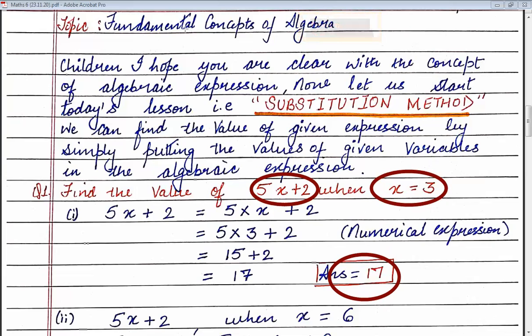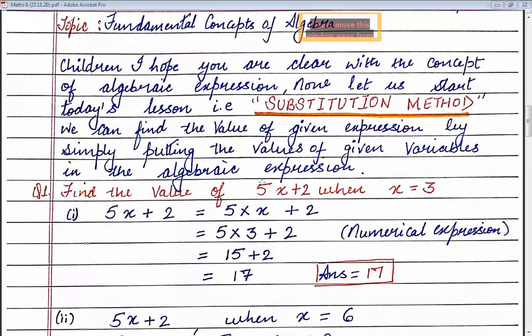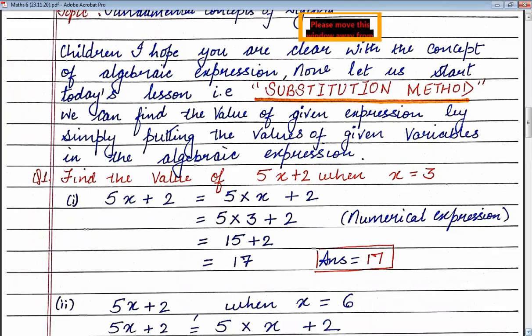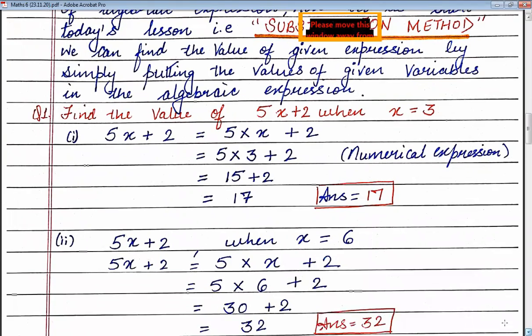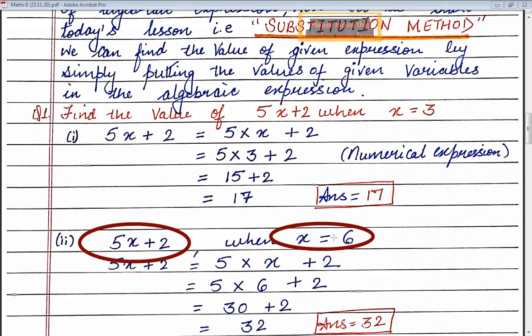Now, children, let us take the same expression with a different value of the variable. Now, in the next expression, we have the same algebraic expression but a different value. So we have 5x plus 2, but the value of the variable is 6. Earlier, the value of variable was 3. Now the value of variable is 6.